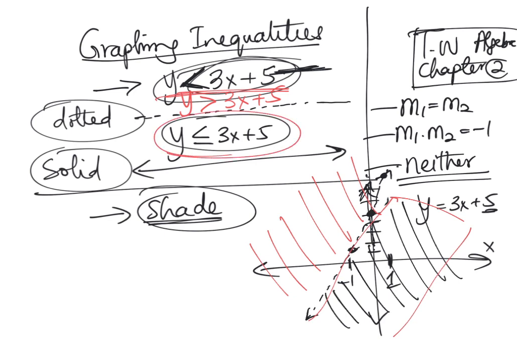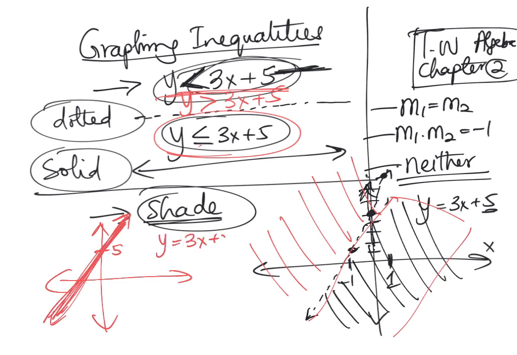If it was y is less than or equal to 3x plus 5, again, this is just a sketch. And let's say this is the sketch, and this was your 5. You would use a solid line. Do you see? So basically, the graph of y is equal to 3x plus 5, and the graph of y is less than or equal to 3x plus 5, in terms of the line that is drawn, it's a solid line. But you're going to shade. In this case, when it's less than, you shade.